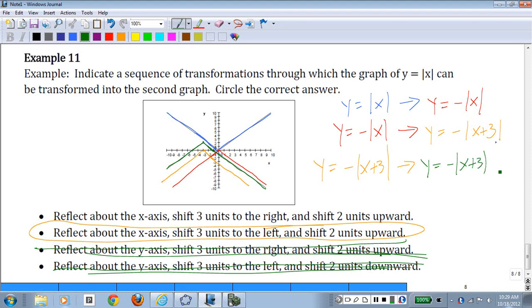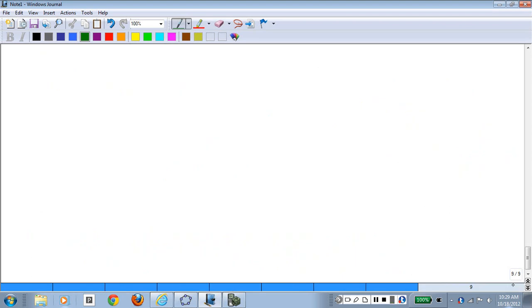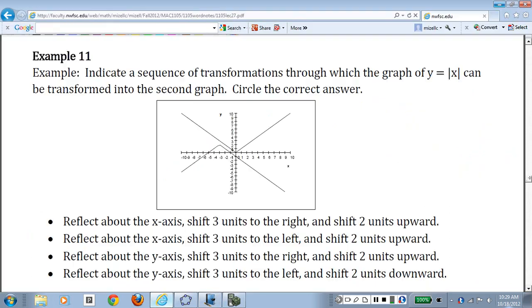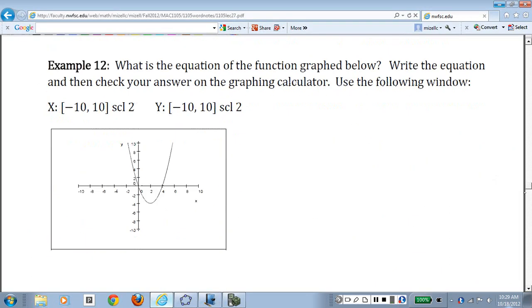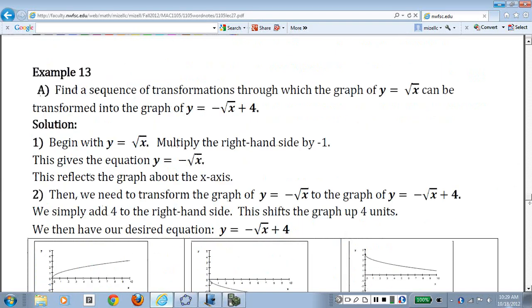When it affects the y-coordinate, it's exactly what we would think it would be: plus 2. So going up, we add the positive number. Down, we subtract a positive number. Or we could just circle B, and we accomplish the same thing. I think the MyMathLab problem is multiple choice. Hopefully it is. I'm going to skip that one, and I'm going to skip most of those.